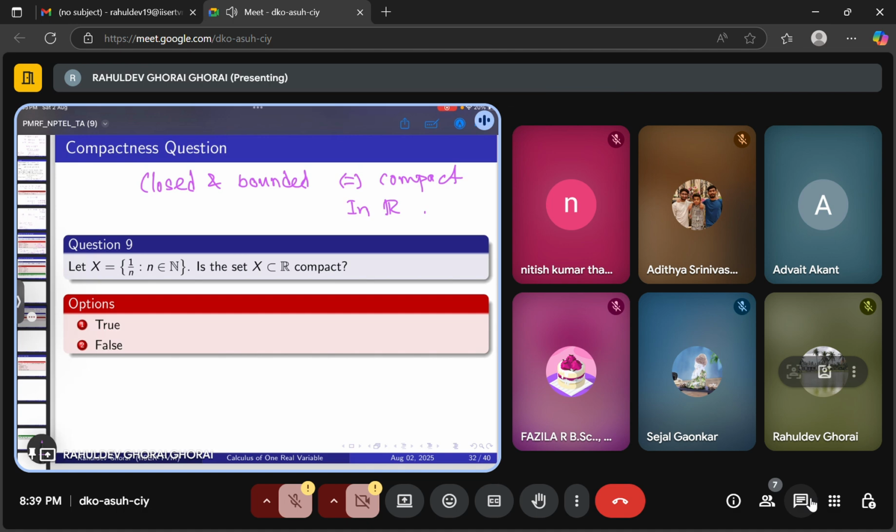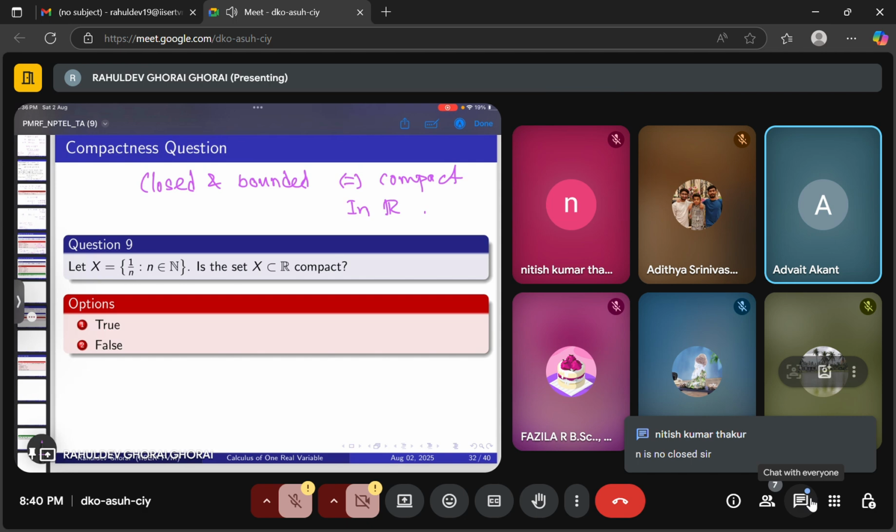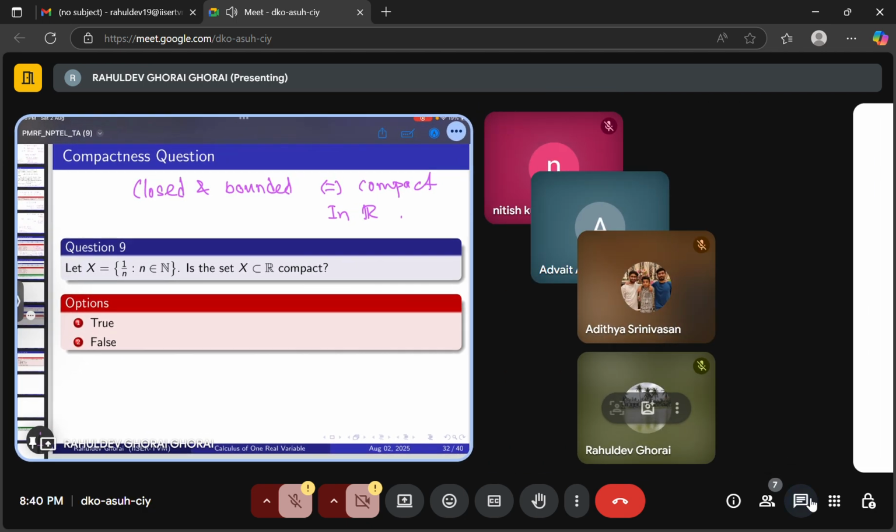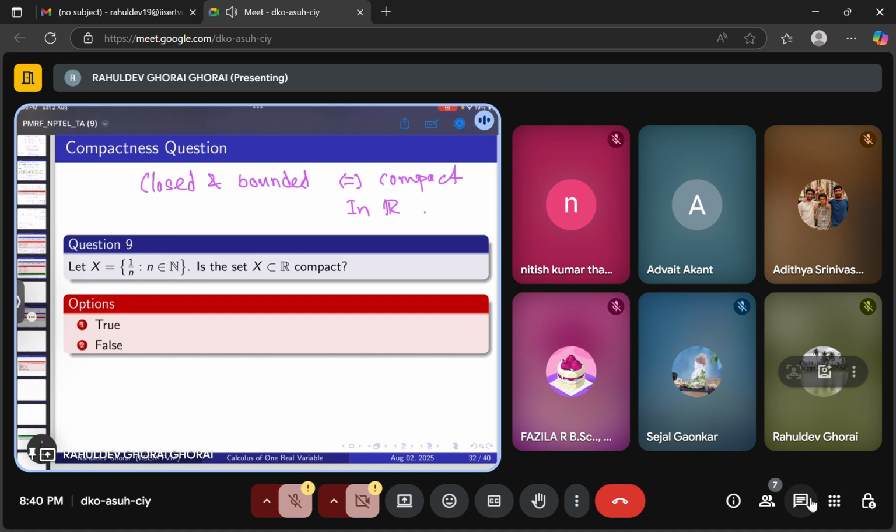Advait, do you now understand what is the meaning of compact? I can't hear you. If you are speaking also, just send me a message, no problem. Do you understand now what compact is? Compact means closed and bounded. Hopefully you know closed and boundedness. Please send a message, I can't hear you. Can you hear me now? Yeah, I can hear you now.